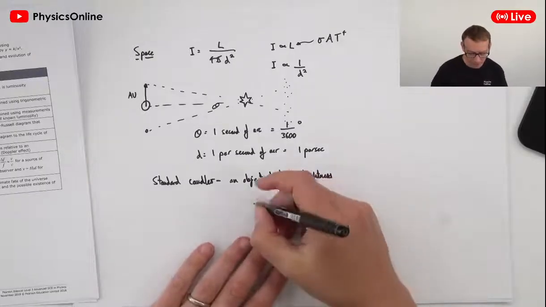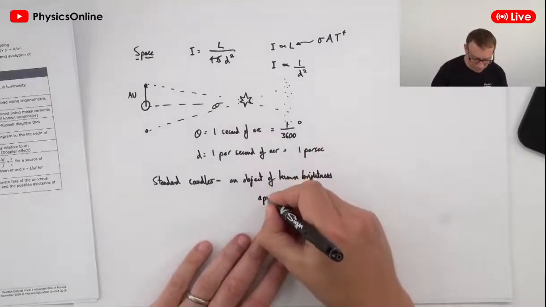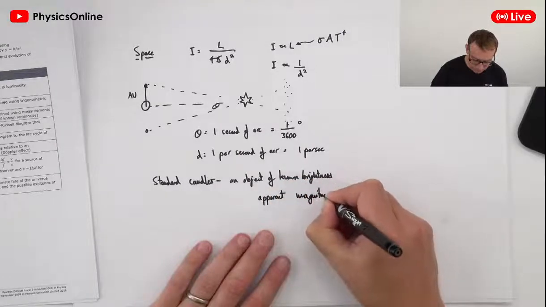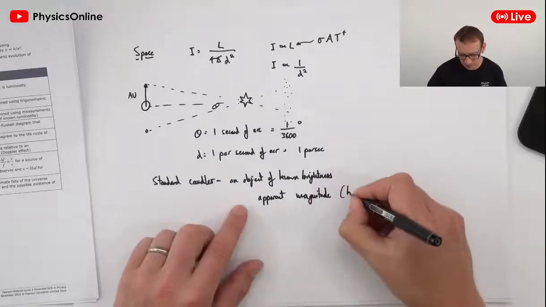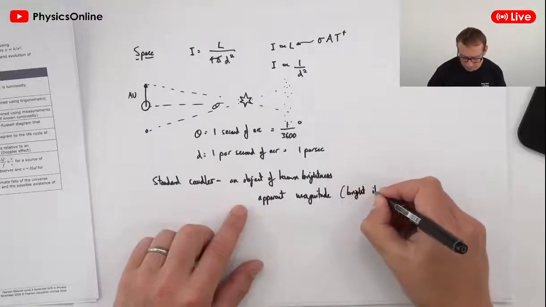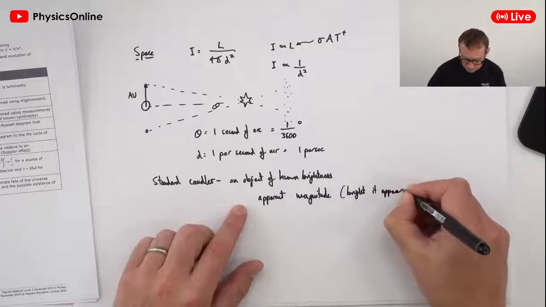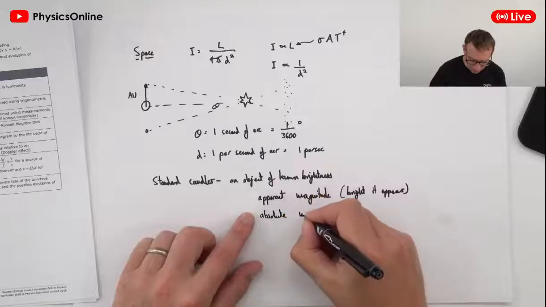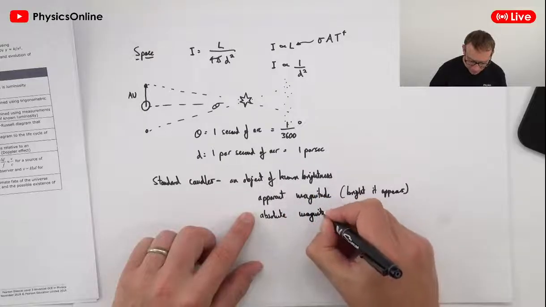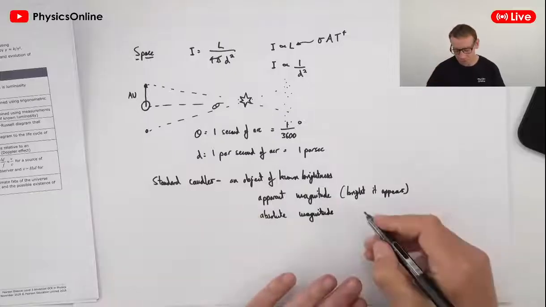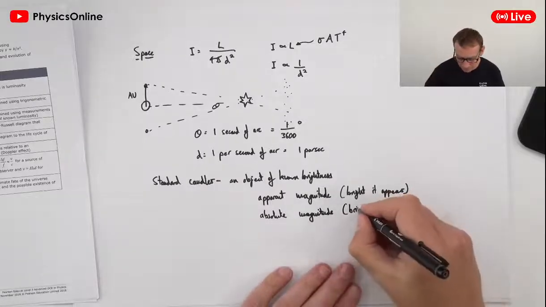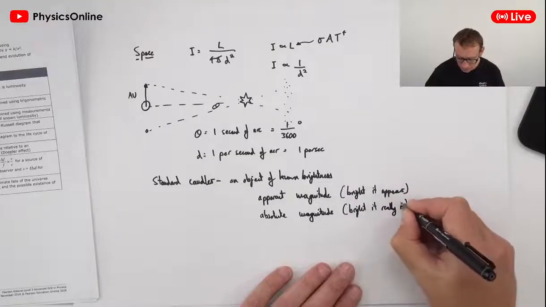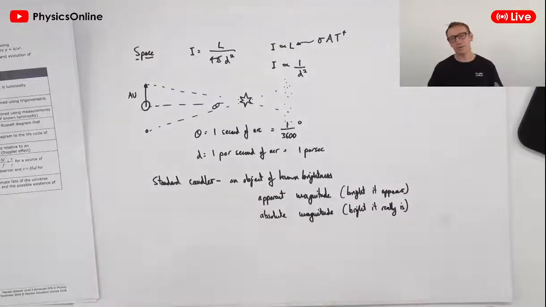And basically what we have is our apparent magnitude, and that's how bright it appears. And there's also its absolute magnitude. Now, to be honest, the Edexcel specification doesn't go into a huge amount of detail. And this is basically how bright it really is. Okay, so a standard candle could be maybe some kind of supernova.